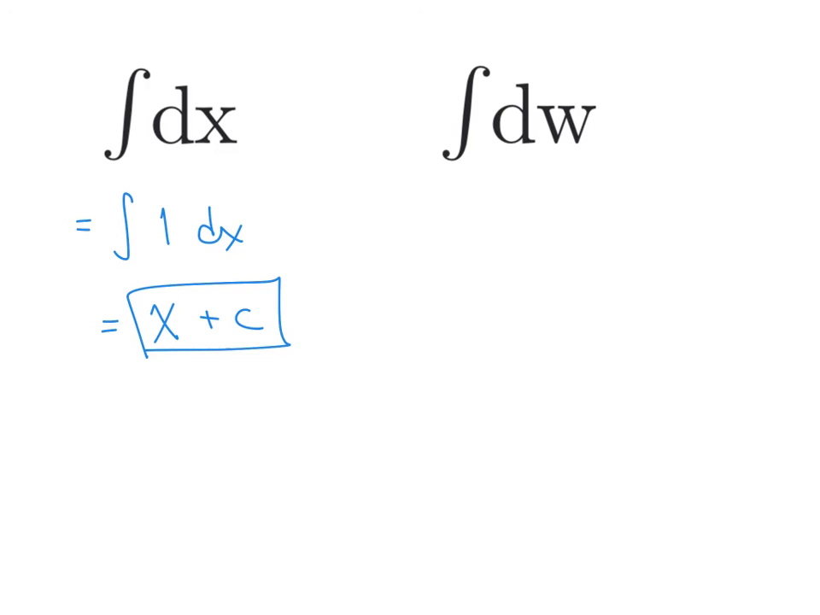When it's the integral of dw, that's the integral of 1 with respect to w. So the variable that we would use is w, always including our constant of integration.